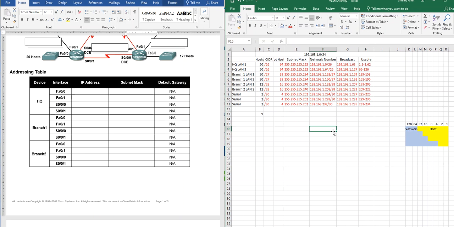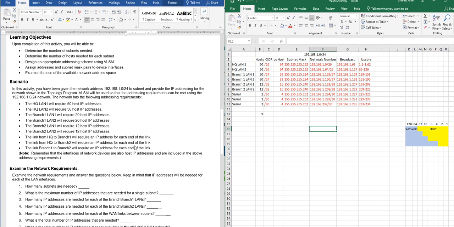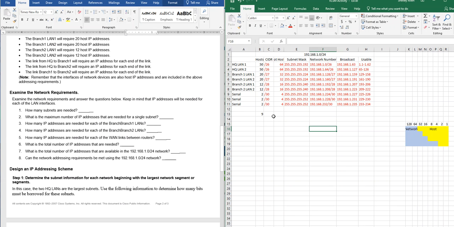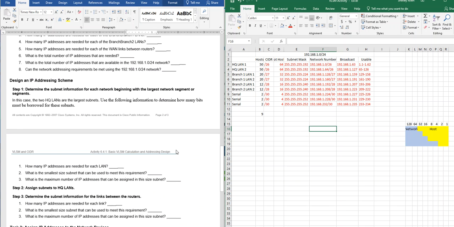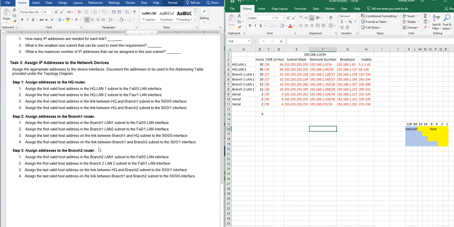Okay, so looking at our instructions here, this is asking how many subnets we need. We have 9 and the maximum number. And then we figured out what our addresses were, and we started with the largest to smallest. And then you can actually assign these. So just by writing these from largest to smallest, it would help us actually assign these addresses. And then it says to assign the addresses to the individual router for each one.